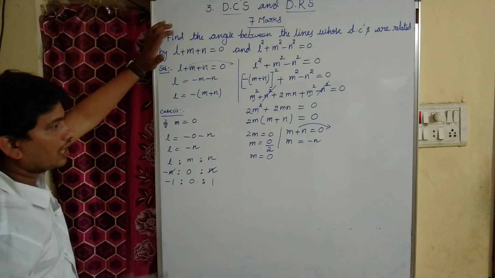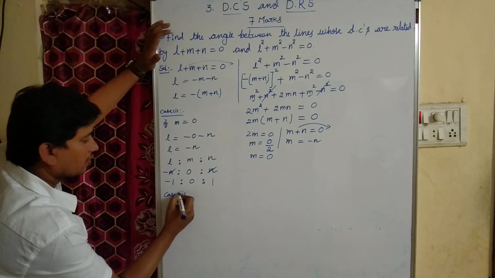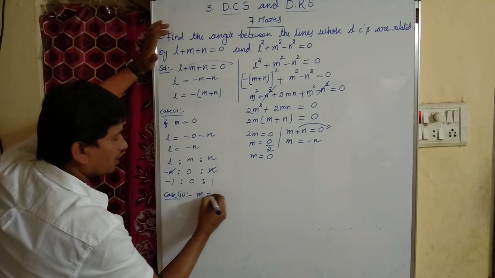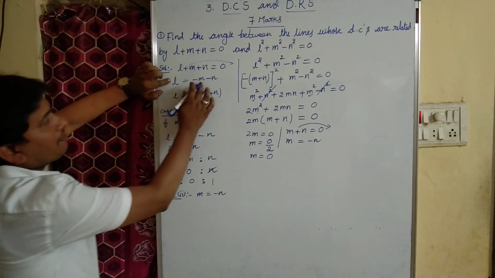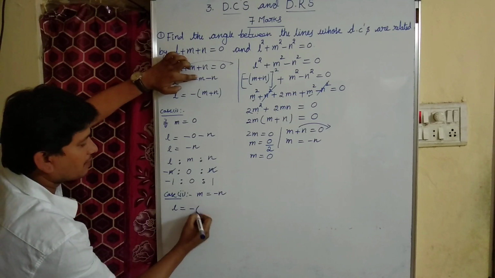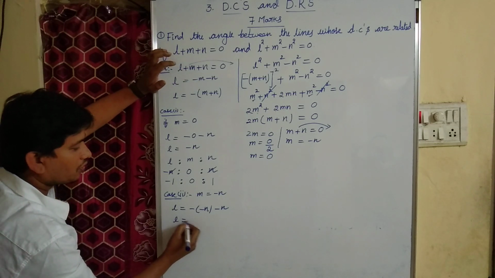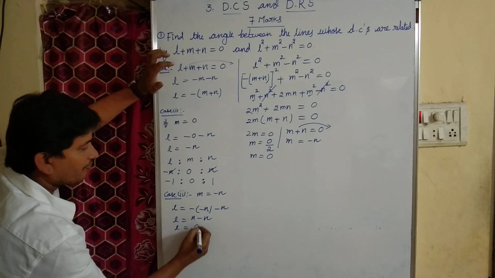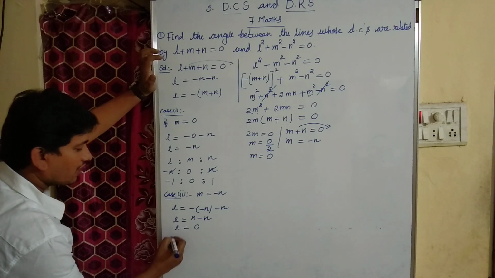Now coming to case 2, which is M equal to minus N. As the L value is minus M minus N, in place of M let me substitute minus N, children. So L equals minus into minus N, plus N minus N, so L value is N minus N, that is equal to 0. Again, let us find the DRs.